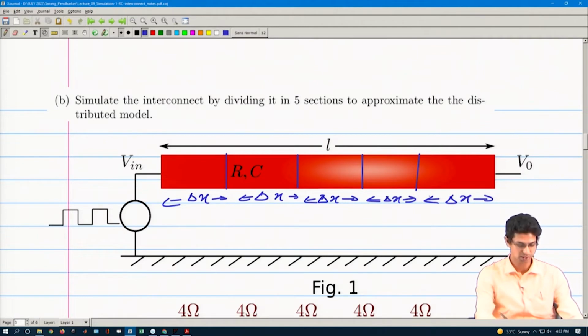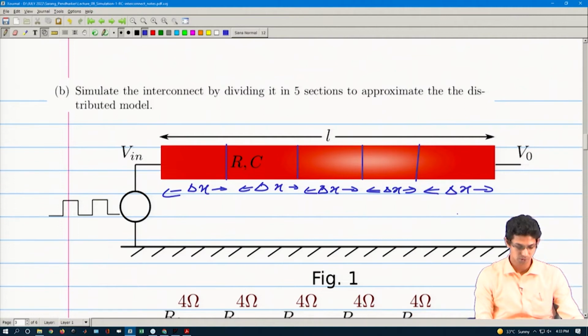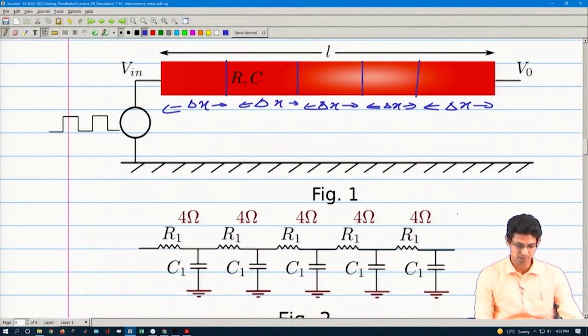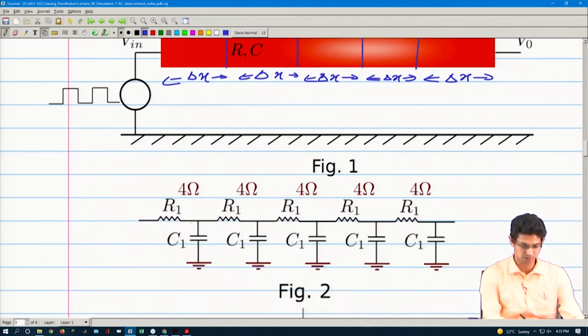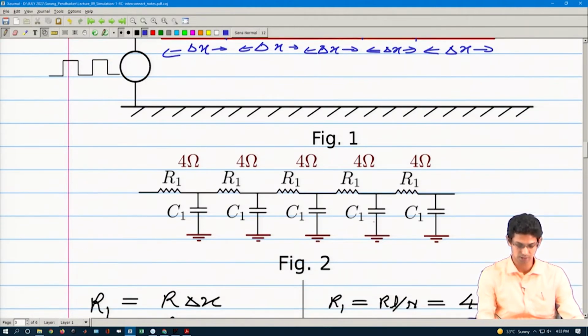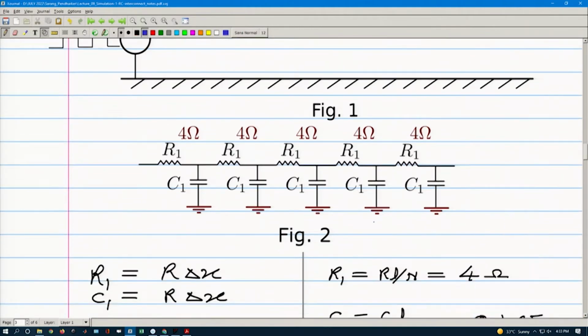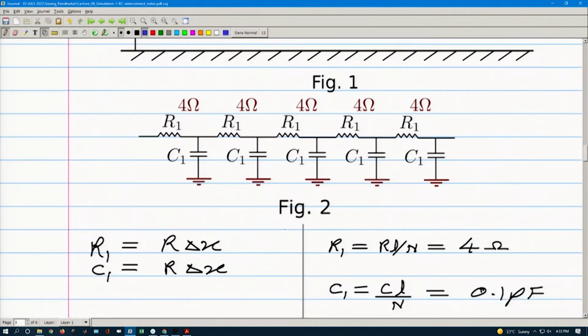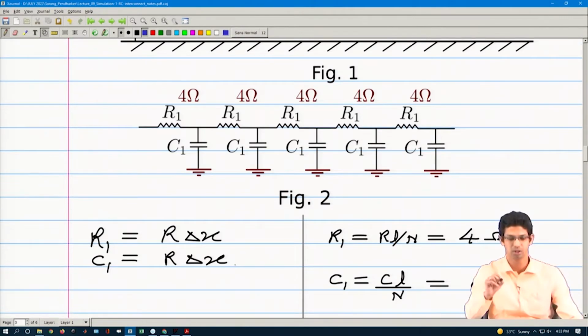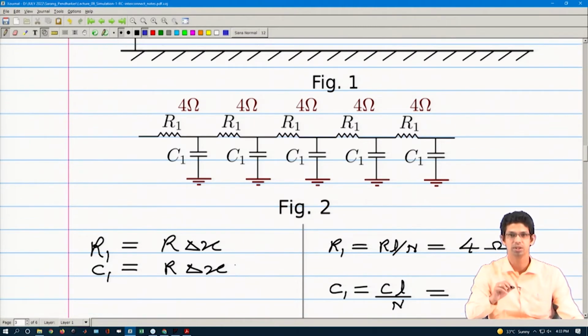Right. So, I have divided the entire length into 5 segments now. For each of these 5 segments, what I have is R1 C1 like this. We have seen this type of distributed model earlier also. In this case, my R1 is R into delta x and C1 is C into delta x. In this case, delta x is not going to 0, so it is not an infinitesimal section.